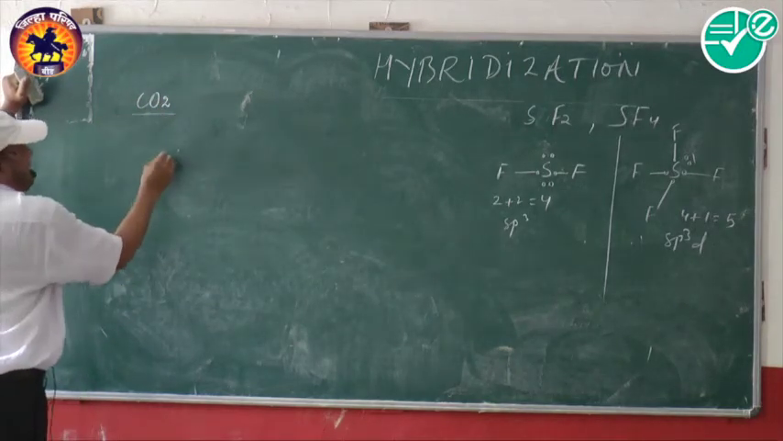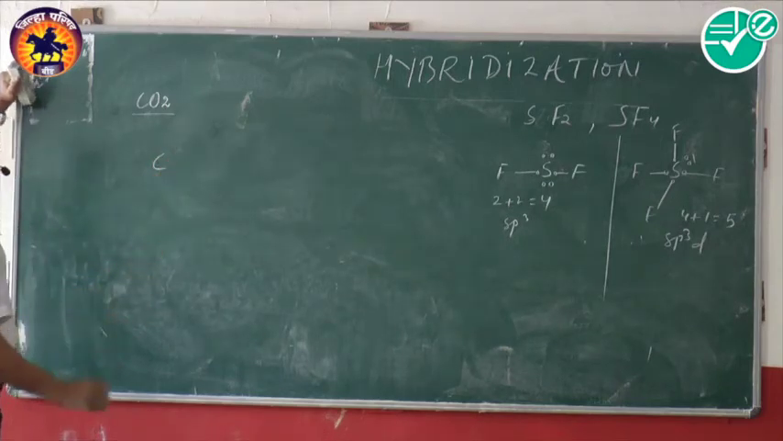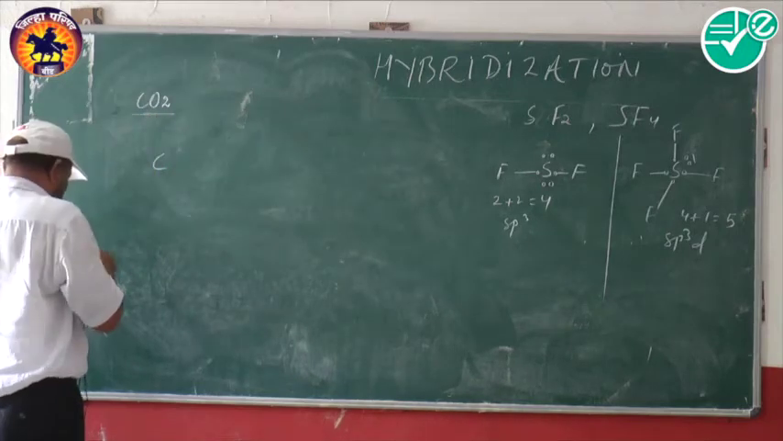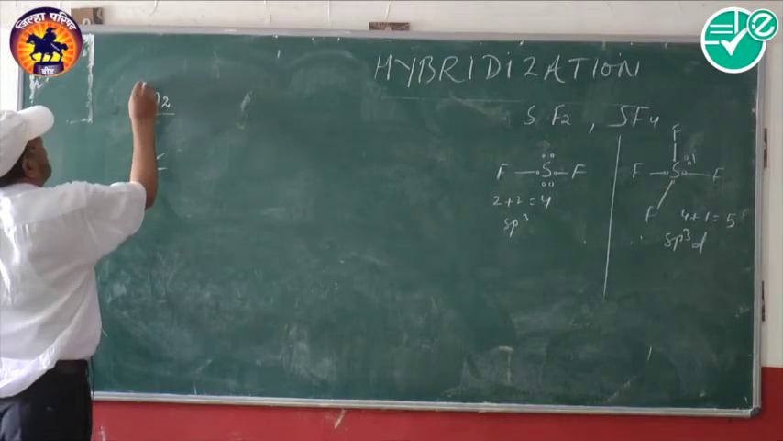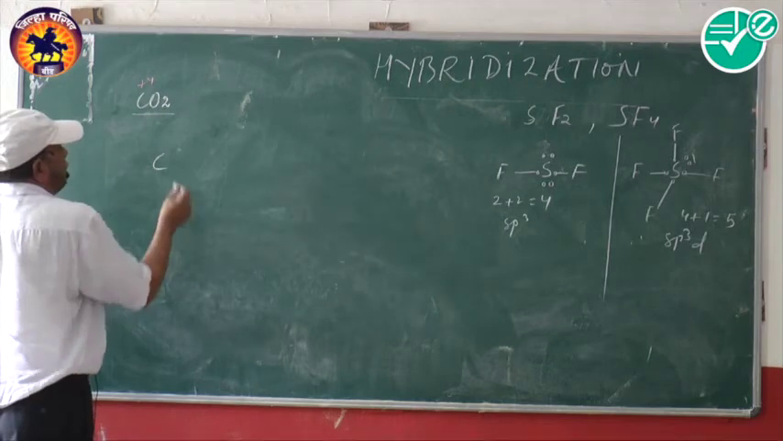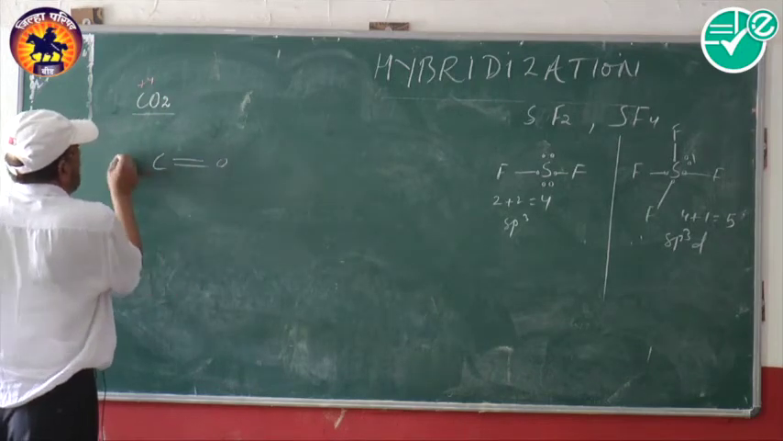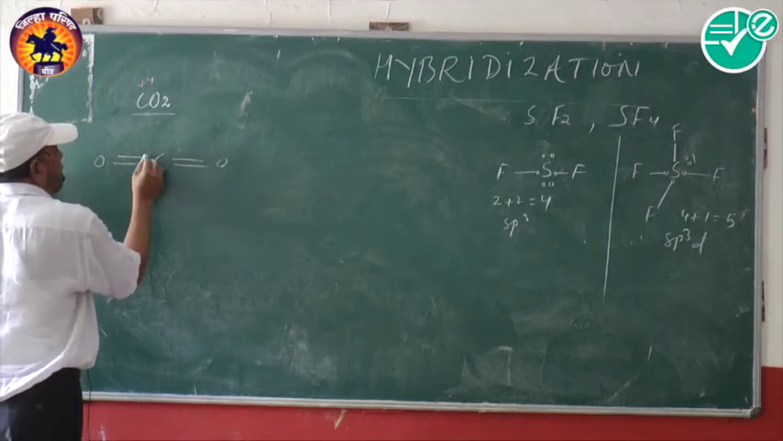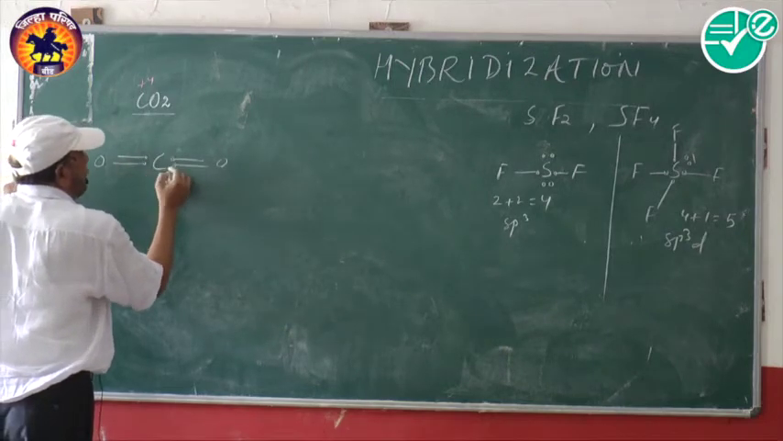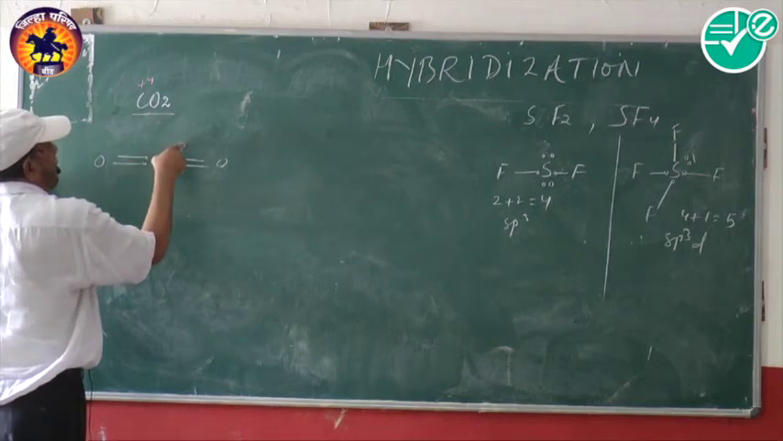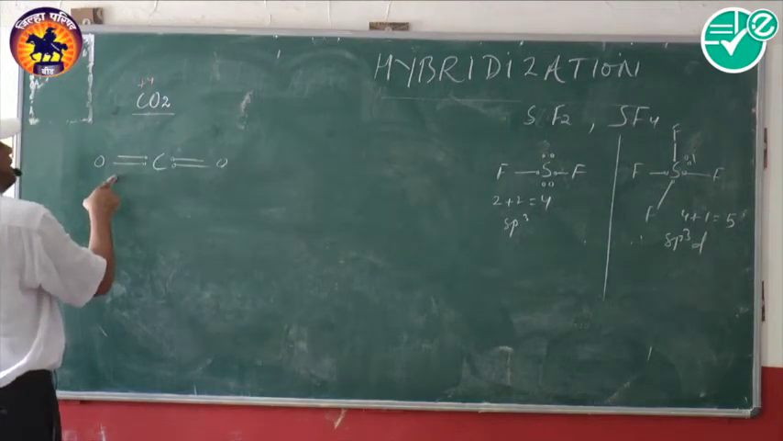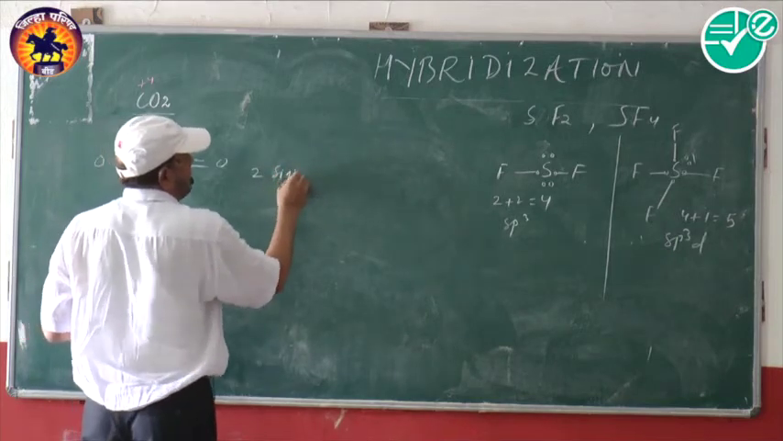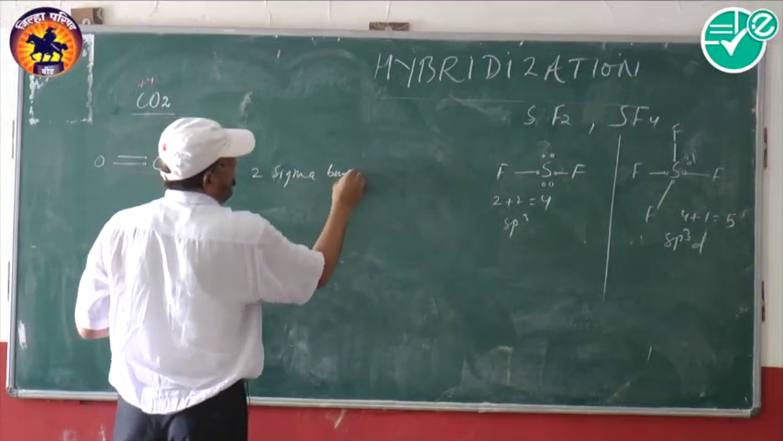Okay, now see any compound, CO2 for example. Here carbon is the central atom and the oxidation number of carbon is +4, hence it has 4 bonds. Carbon belongs to group 4 and already 4 electrons are used, therefore there is no lone pair. Here there are only 2 sigma bonds, therefore sp.